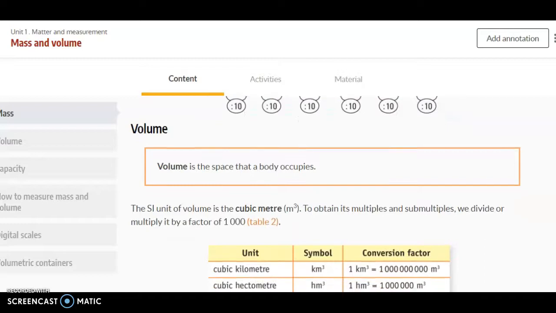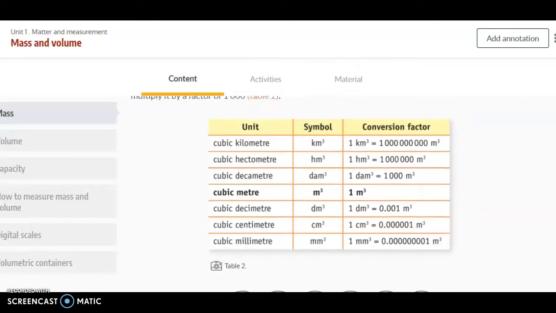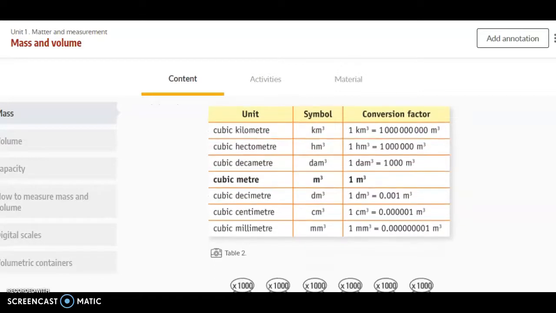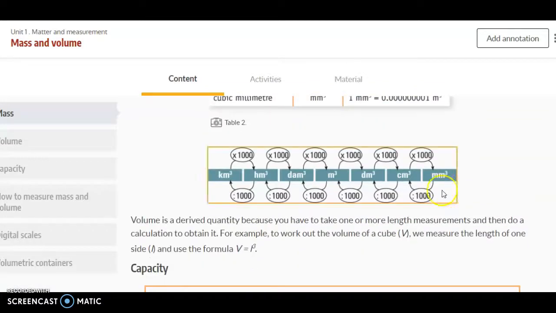You need to understand what volume is. Okay, what is the basic unit for volume? It is the cubic meter. Again, you have multiples and submultiples, and to go to larger multiples, you have to divide by 1000, and if you're going to smaller units like submultiples, you need to multiply times 1000.